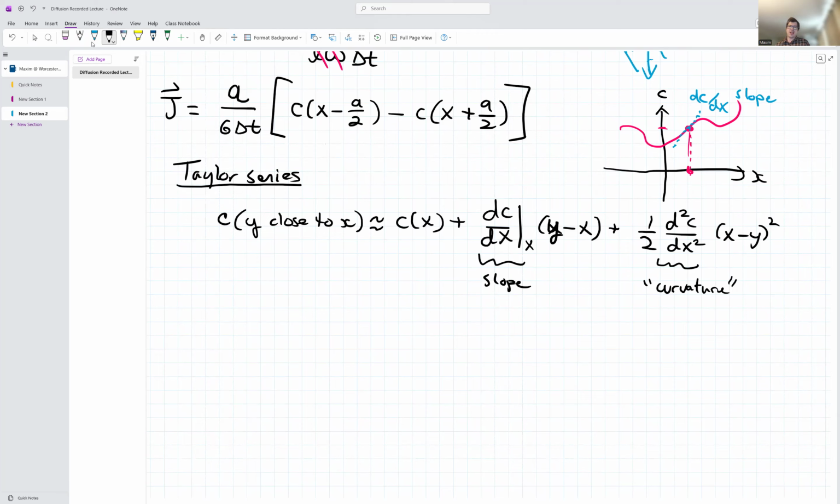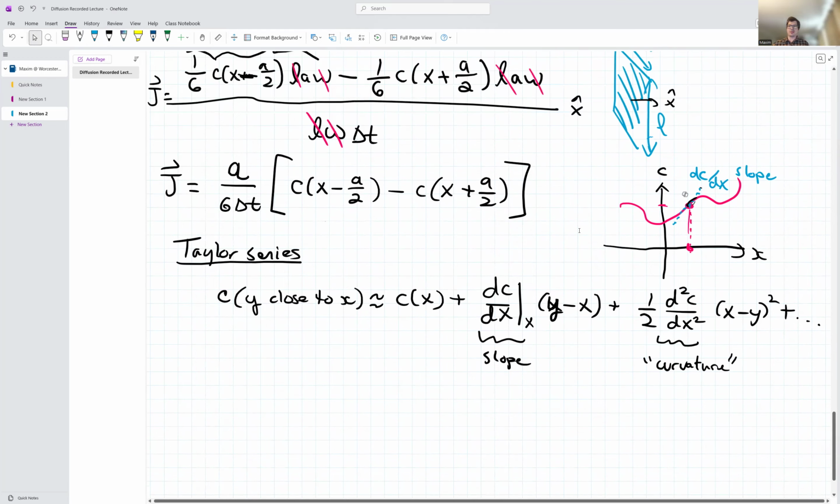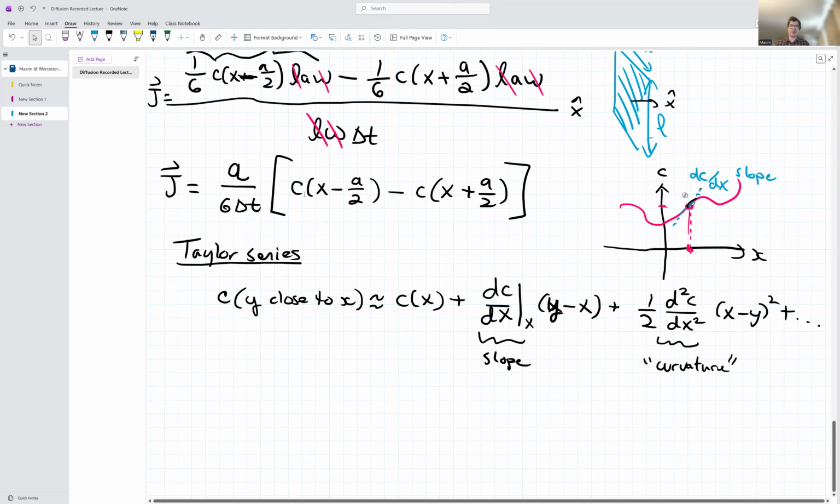Okay, so there's higher order stuff, but we won't care about that. So when y is equal to x, of course, you just get c of y is equal to c of x, which makes sense. And otherwise, you have to add these terms. So as y moves away from x, you pick up the linear portion of the line, and then the curvature and so on. So let's see what happens here.